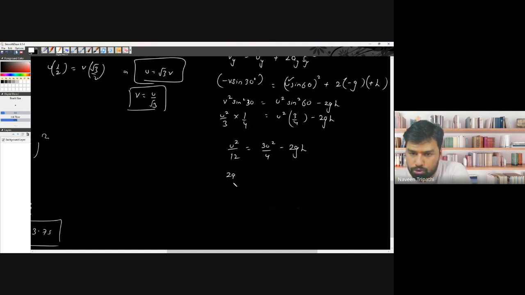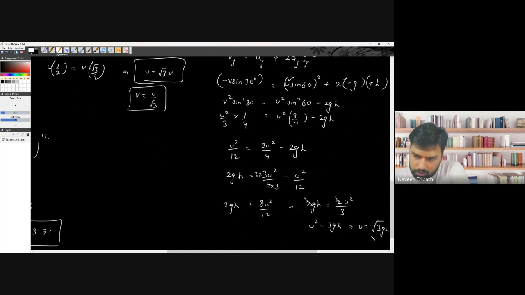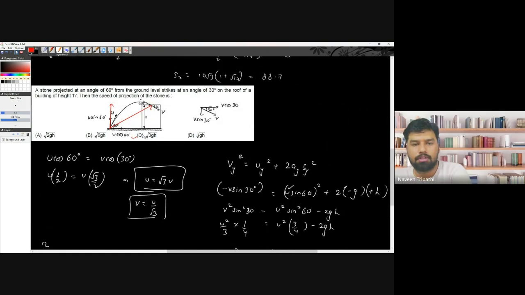So this is what: 2gh is equal to 3u square by 4 minus u square by 12, times 3. 3u square into 3 is 9u square minus u square is 8u square by 12 is equal to 2gh. So 2gh is equal to 8u square by 12. 4 times 2 is 8, 4 times 3 is 12. U square is equal to 3 into 2, 6, 6 by 2, 3. Right? U square is equal to 3gh. U is root 3gh.